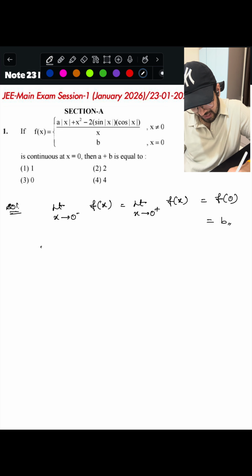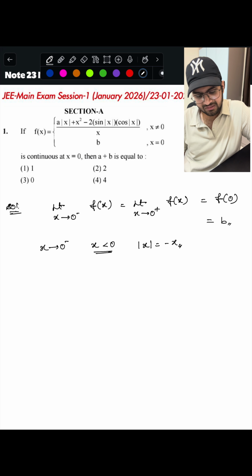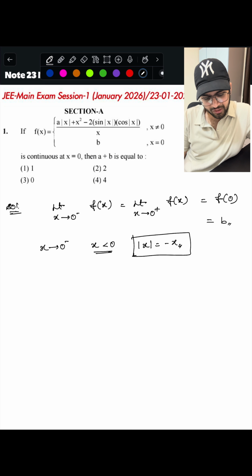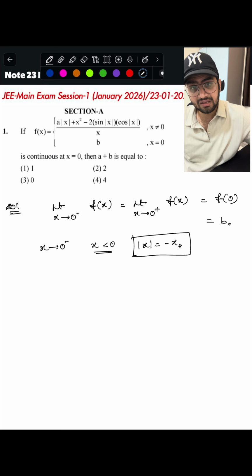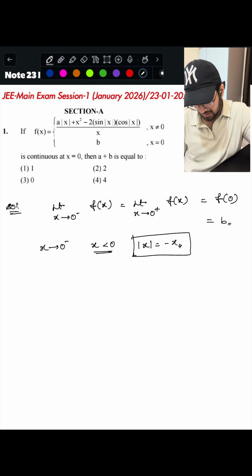So as x approaches 0 minus, meaning slightly less than 0, can I say modulus of x I can replace with minus x? Basically, whenever there is a question related to modulus, it is always easier to solve when the modulus is removed. So whenever you have a modulus, try to remove that modulus. So now here I am removing the modulus and placing it.